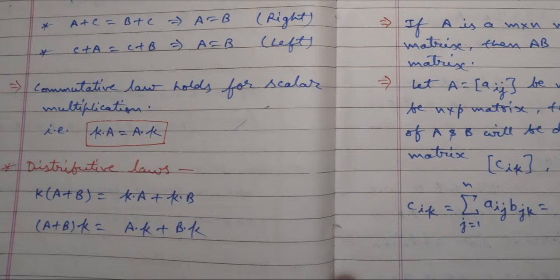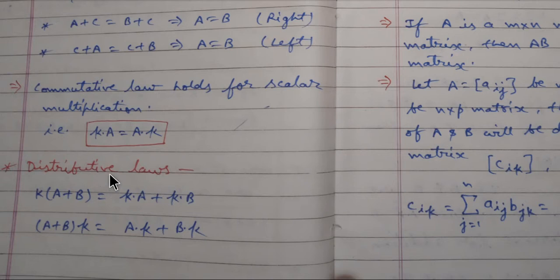So for multiplication, let's see what this law says. If we multiply a scalar quantity, k, which is a scalar quantity, with A, then k into A will be A into k. That is, k multiplied by A equals A multiplied by k. So we can change the order of terms. A is the given matrix and k is the scalar quantity, so we can change their order. The commutative law just says that we can change the order of terms.